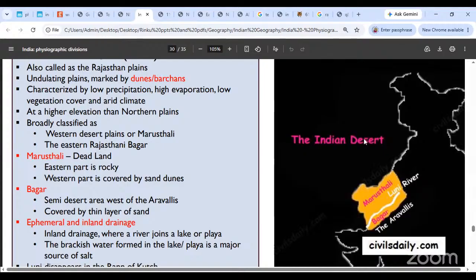It has a higher elevation than the general northern plains and is broadly classified as the western desert plains of Marusthali and the eastern Rajasthan Bagar. Marusthali is called the dead land. We are saying that the eastern part is rocky, and the western part is covered by sand dunes. And the Bagar region is famously the semi-desert area of the Aravallis.